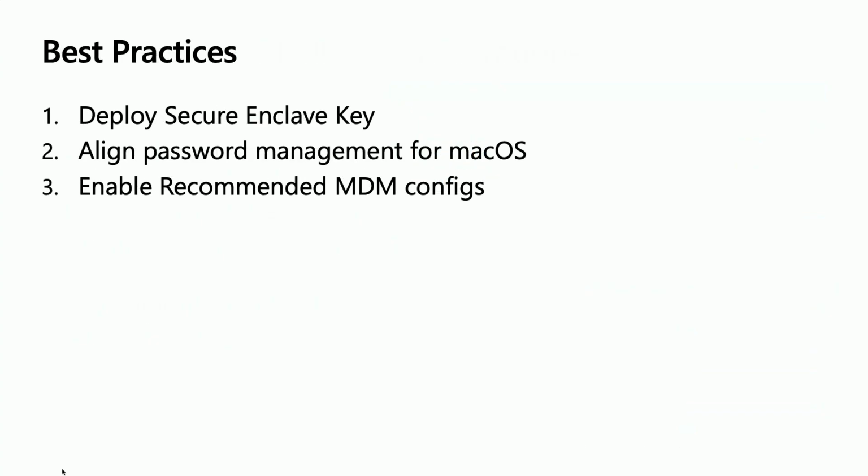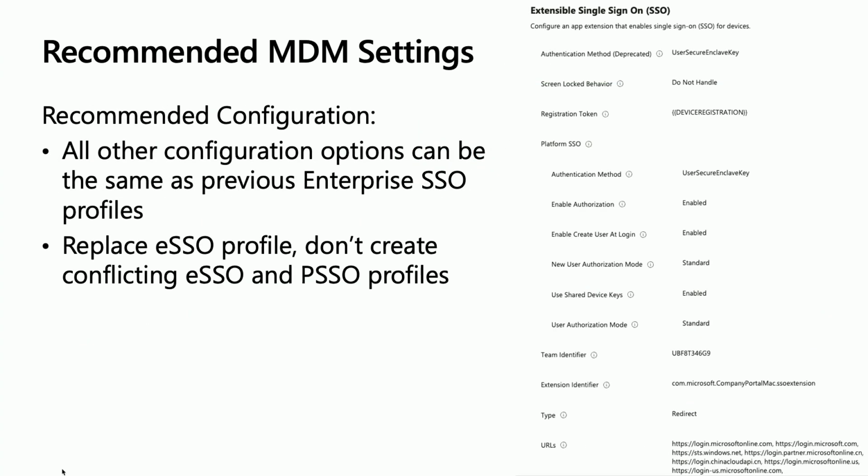Okay, enabling recommended MDM configuration settings. So all the configuration options that you have enabled in Enterprise SSO, you can move those over. Be careful when you're doing this. You don't want to have two profiles with conflicting settings, an Enterprise SSO profile and a Platform SSO profile with conflicting settings. You'll get errors. So what we recommend is to do this. You create your new Platform SSO profile. You take your users that are in your Enterprise SSO profile, you remove them from scope, and then you put them into the Platform SSO profile. Okay? So that's how you're going to move those users over, and then you can get rid of the Enterprise SSO profile and just use the Platform SSO profile.